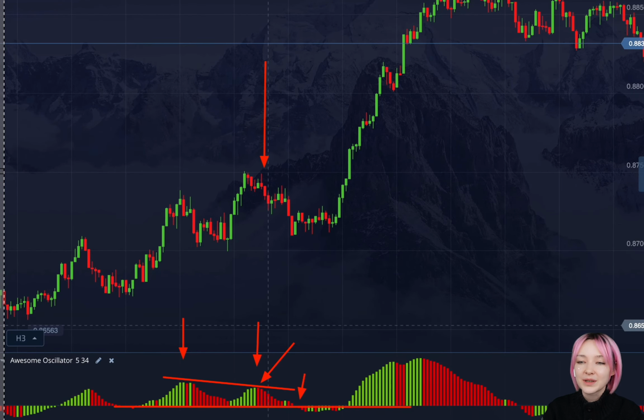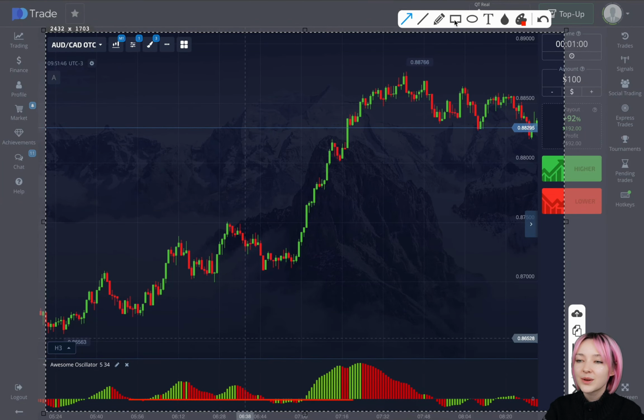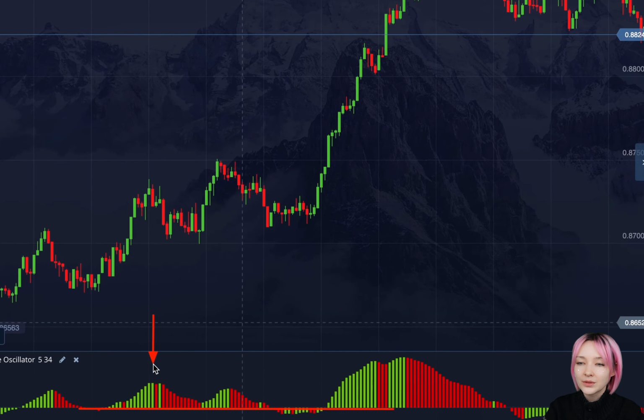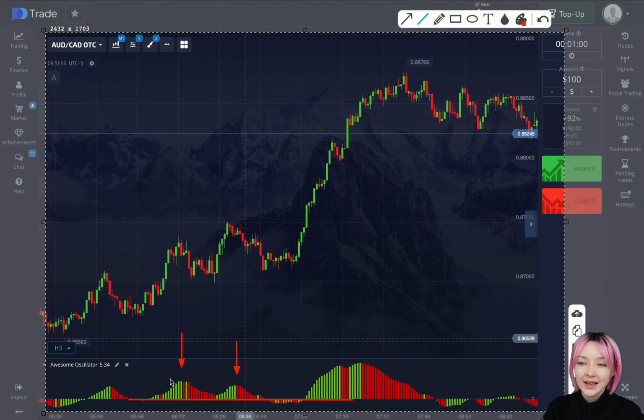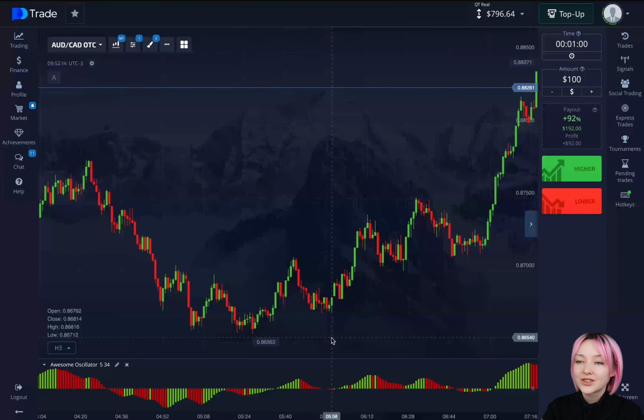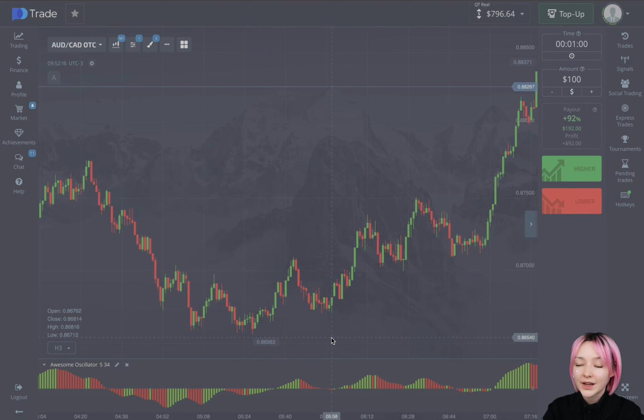Let's repeat. We must have two vertices, both of which must be located above the 0 line. The same tendency is going to be shown on the chart, and the first peak should be higher than the second one. So I hope it's clear by now. Let's get into practice. Now let's move to the signal for buy. This is just exactly the same, but vice versa.